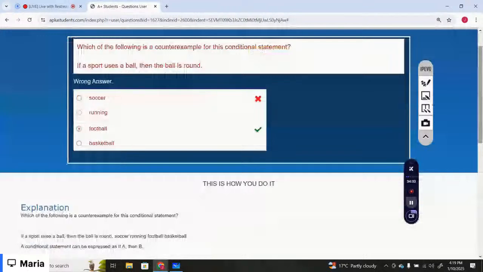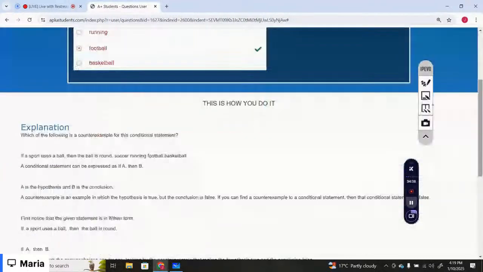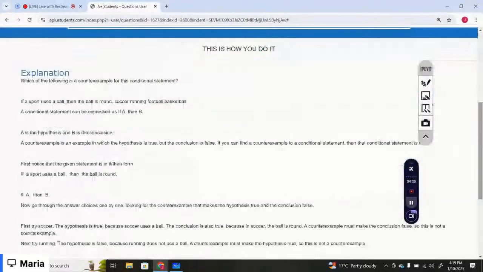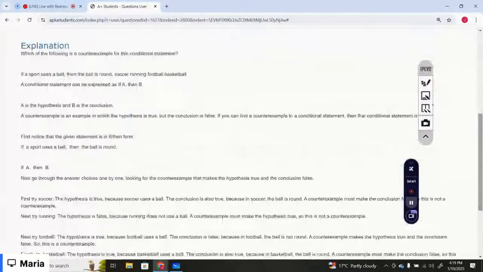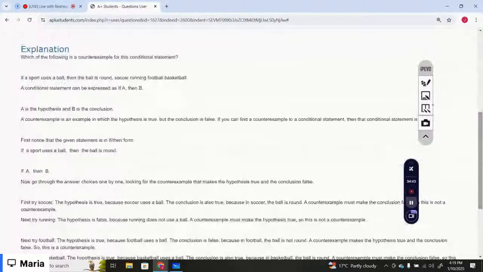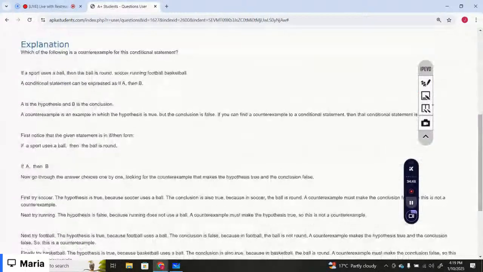Football? Football is. The ball is not round in football.